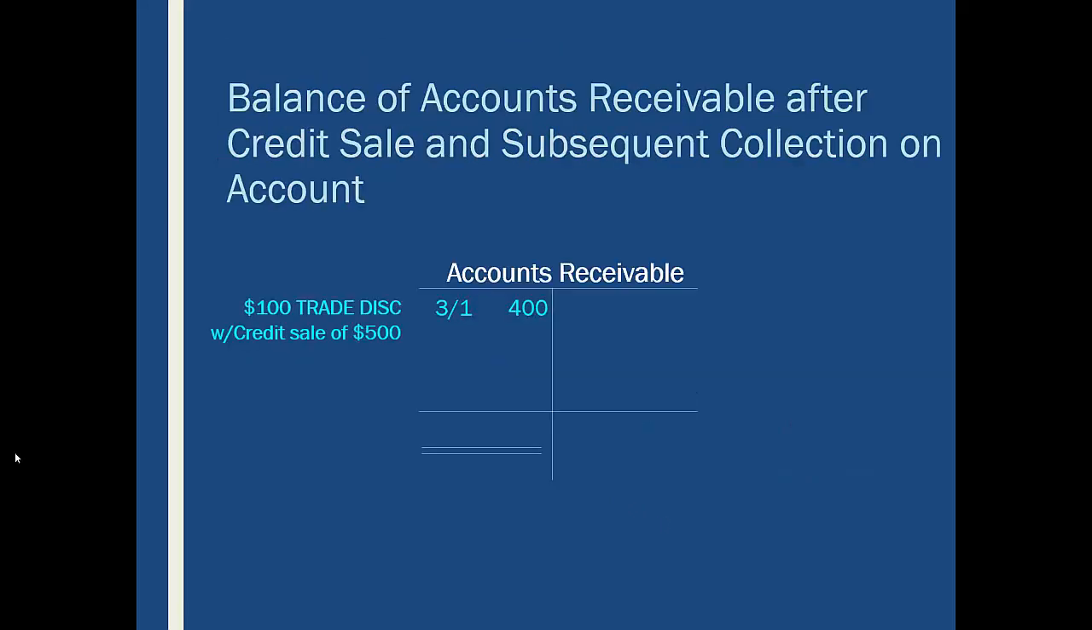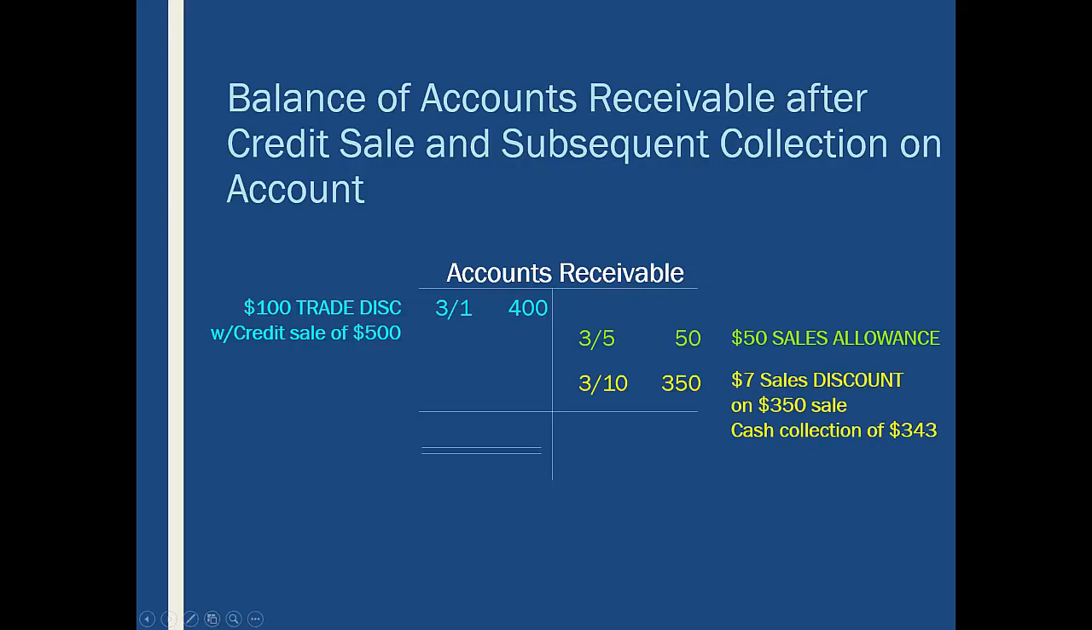From the balance sheet perspective, when you look at how much DK actually owed us through the accounts receivable, it started out with $400, and then it was reduced by $50 for the sales allowance, and it was reduced by another $7 with the sales discount, but we took the entire $350 off of there because that's how much was on her account that she owed. Even though she only paid us $343, we trued that up with a $7 sales discount.